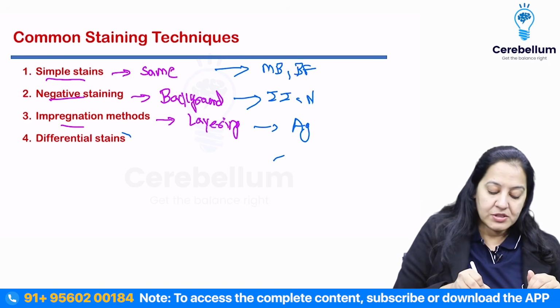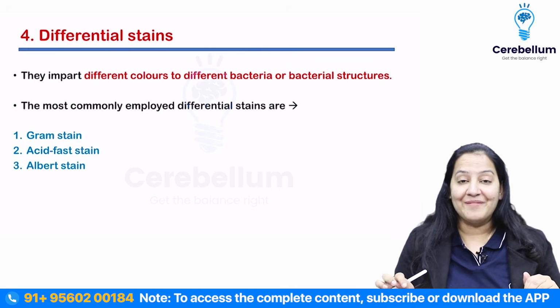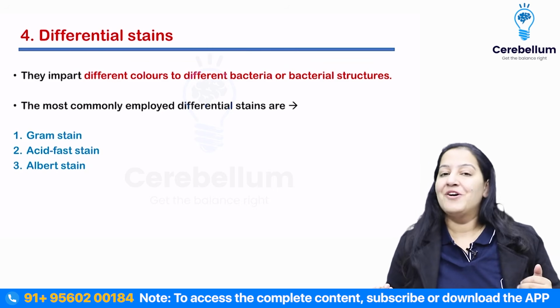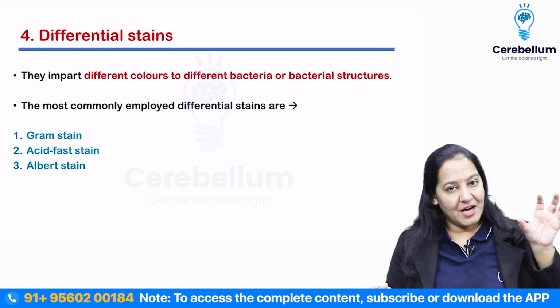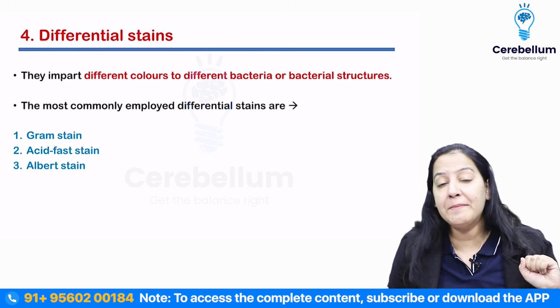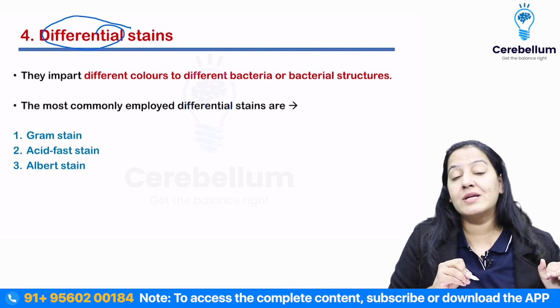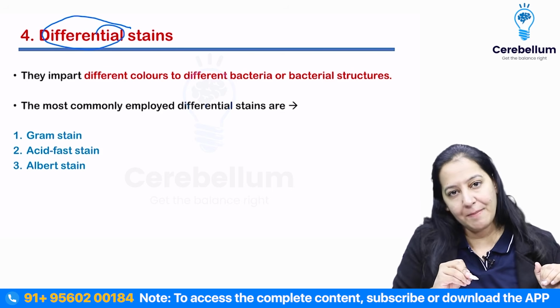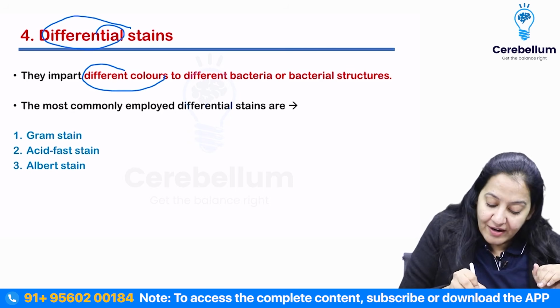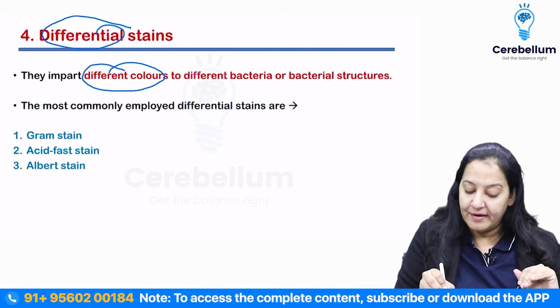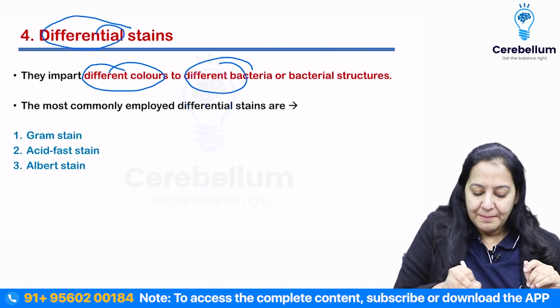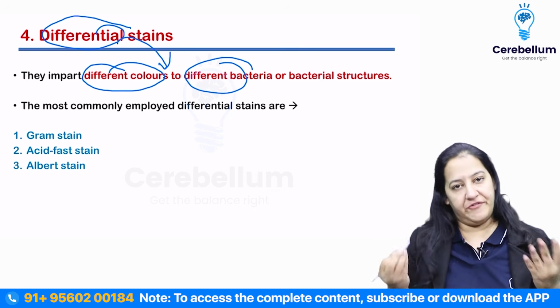Now coming to the most important, that is differential stain. Let's start differential stain. Why is it known as differential? The term itself is indicating its meaning. What do you mean by differential? Differential means just opposite of simple. What was simple? Giving the same color to all bacteria. So here it's giving different color to different bacteria. That's why the meaning is differential.